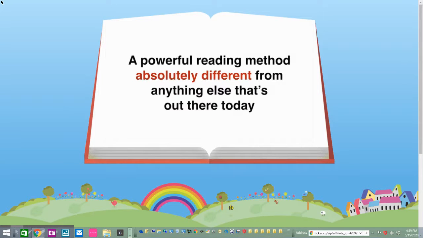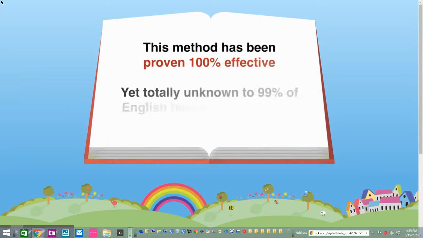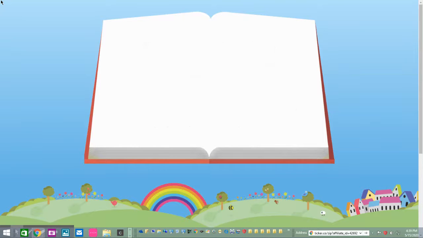A powerful reading method absolutely different from anything else that's out there today, and that the school board has actually been hiding from you on purpose for years. I'll tell you more about that in just a minute. This method's been proven 100% effective, yet totally unknown to 99% of English teachers and parents around the country.